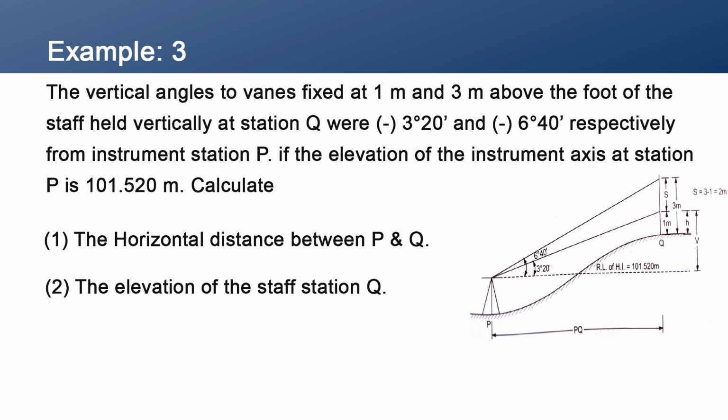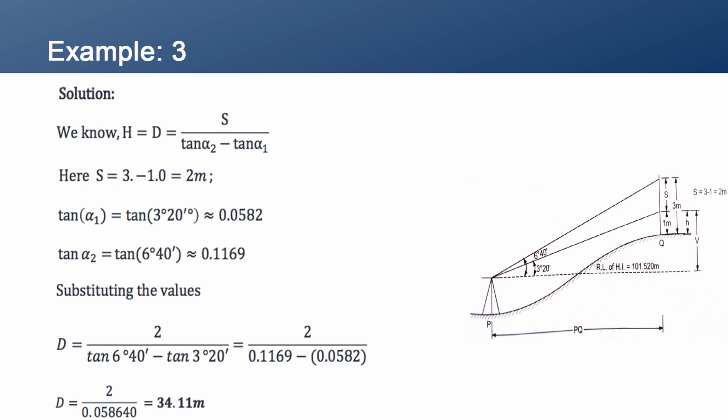The vertical angles to vanes fixed at 1 meter and 3 meter above the foot of the staff held vertically at station Q were minus 3 degree 20 minutes and minus 6 degree 40 minutes respectively from the instrument station P. If the elevation of the instrument axis at the station P is 101.520 meter, calculate the horizontal distance between P and Q and the elevation of the staff station Q. Let us see the solution.